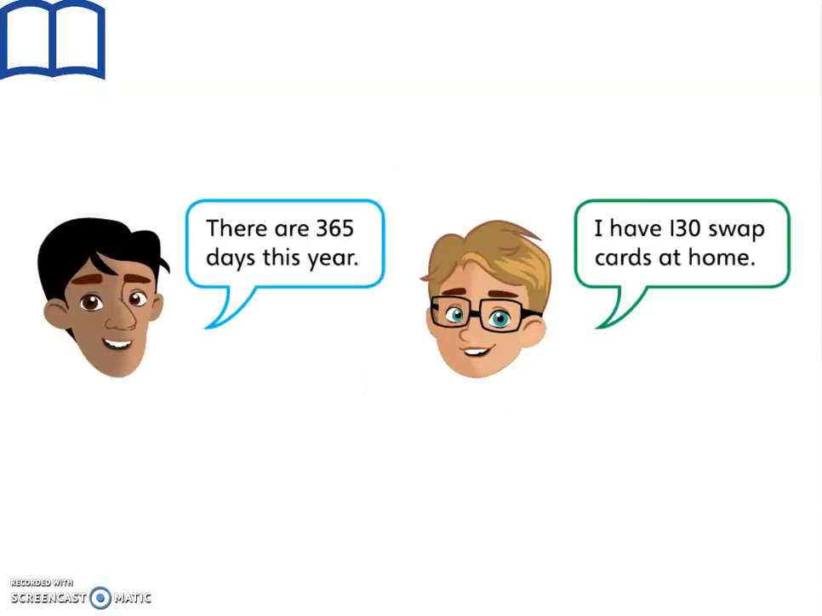So now we're going to be going to our books and we're going to be showing our understanding and knowledge of these 2 different methods of partitioning and representing numbers. So the first one being the base 10 images, and the second one being our abstract part whole model. And we've got 2 boys here who are giving us questions, and our job is going to be to represent these in both ways, so the base 10 images and the part whole abstract model. We've got Jim who's telling us there are 365 days this year, and we've got Bob who's telling us I have 130 swap cards at home.